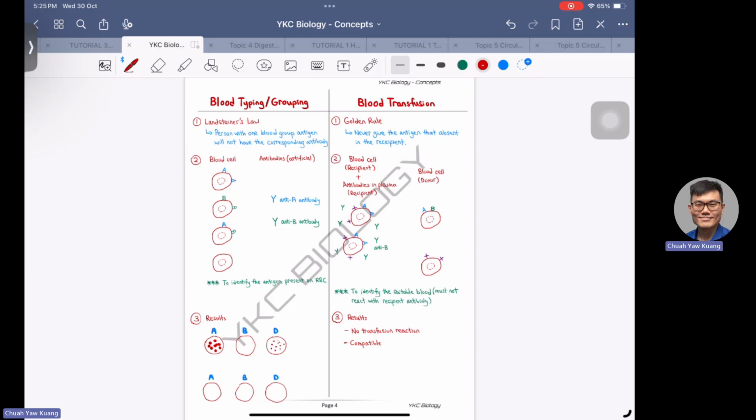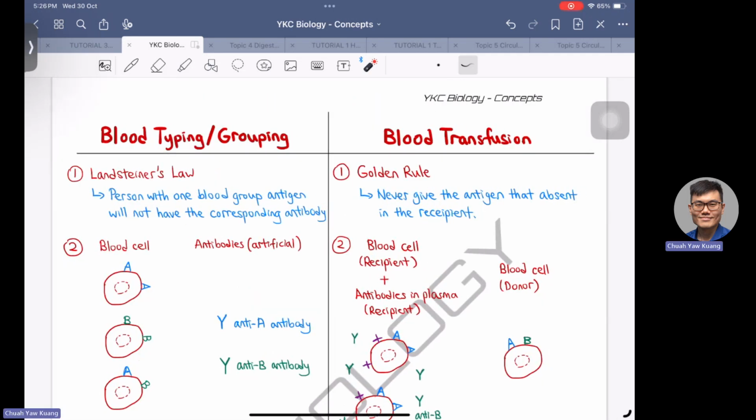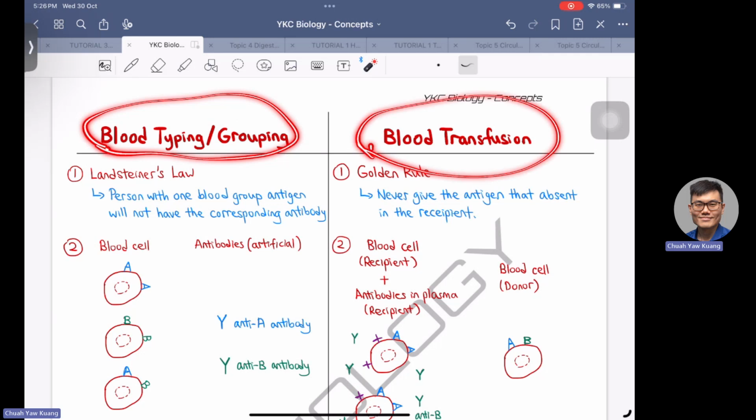Hi everyone, I am using this video to summarize blood grouping or blood typing and also blood transfusion. Hopefully this video can help you to prevent your confusion between these two processes. Blood typing or blood grouping is actually the process to find out what is the blood group of the individual, while the blood transfusion process is to find out what blood is suitable to be donated to the recipient.